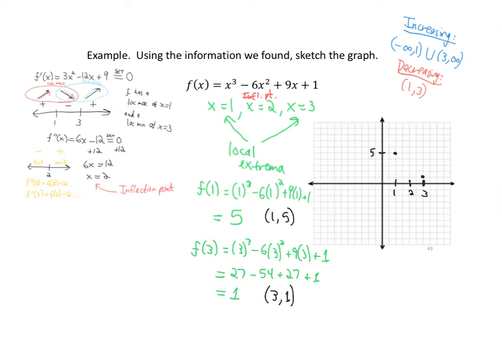And finally, f of 2, now we're going to get the y value of our inflection point. That'll be 2 to the 3rd power minus 6 times 2 squared plus 9 times 2 plus 1. That's 8 minus 24 plus 18 plus 1. And I believe that will give us 3. So I have the point 2, 3 on my graph.